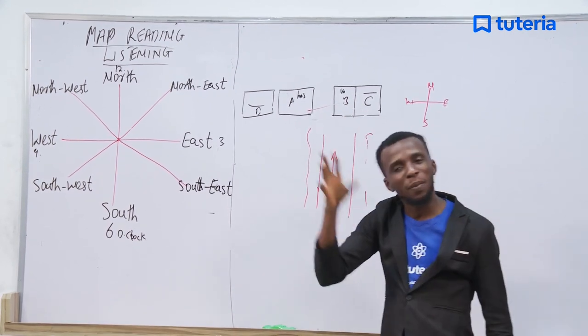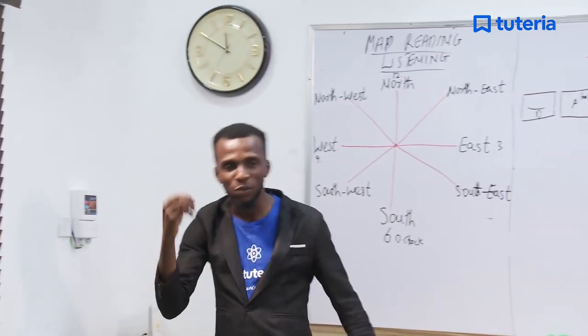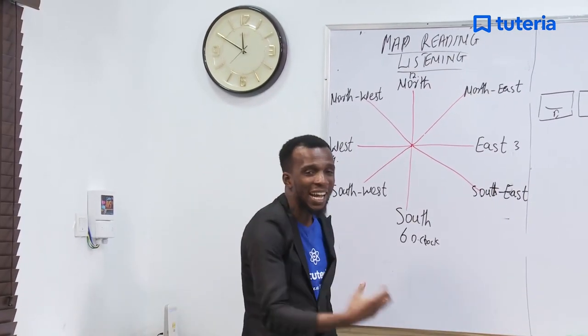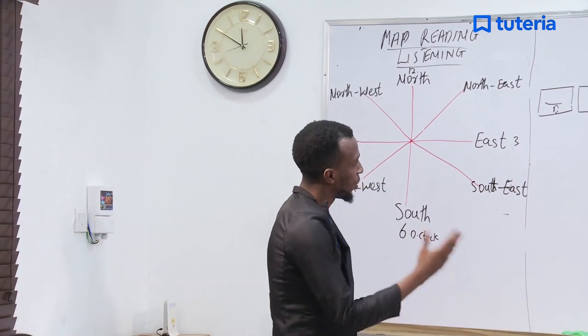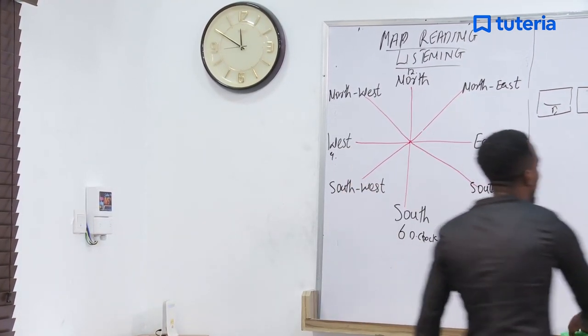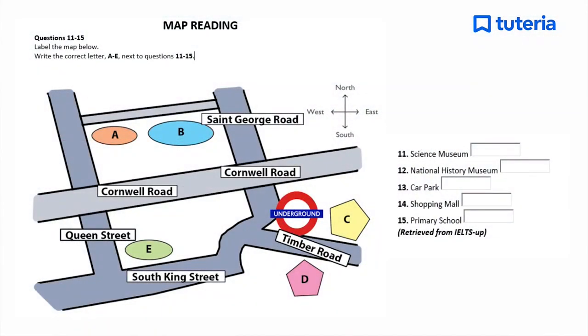You need to be very careful with prepositions to see how you work. So you'll be using these prepositions like next to, near to, behind, beside, in front of, opposite, and all those types of questions. So that's what we use in the map. So let's have a map section now. Let's go for the first map section. Look at the question.